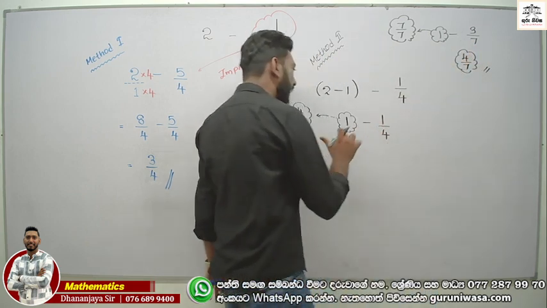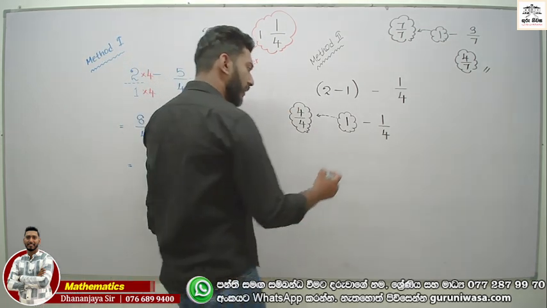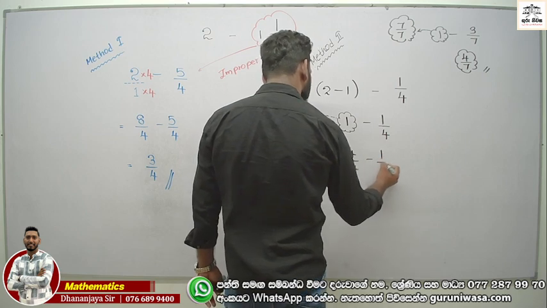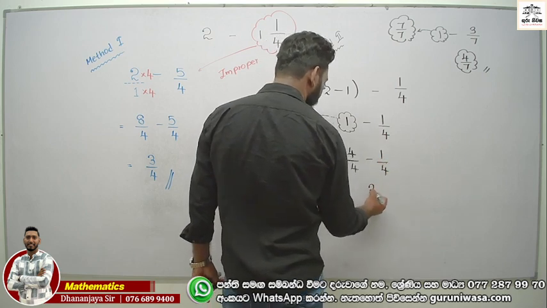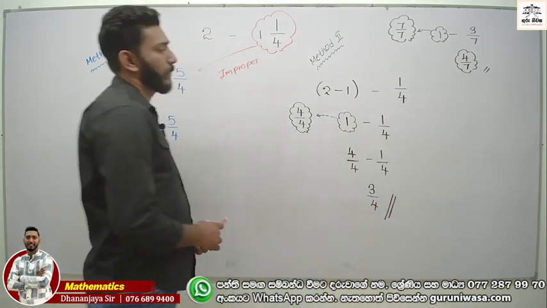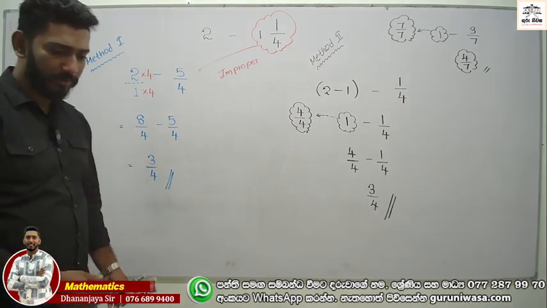Now in this case, the complete 1 represents 4 out of 4. Now you can write complete 1 as 4 out of 4 minus 1 out of 4. Then the answer is 3 out of 4. 3 out of 4. No need to change to improper. Right. Let's write it down.